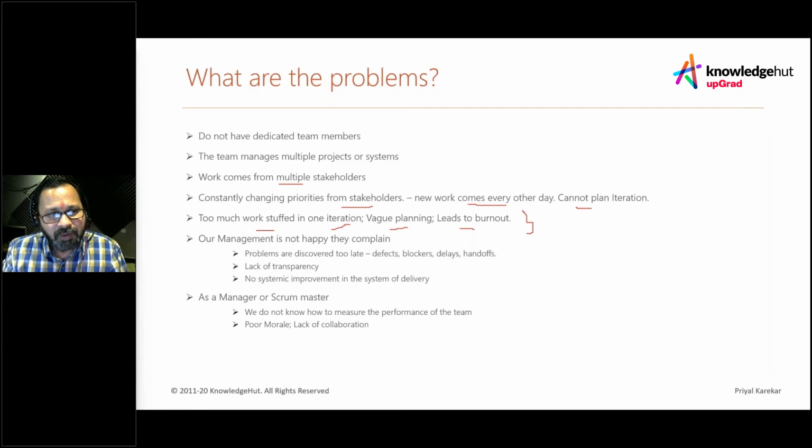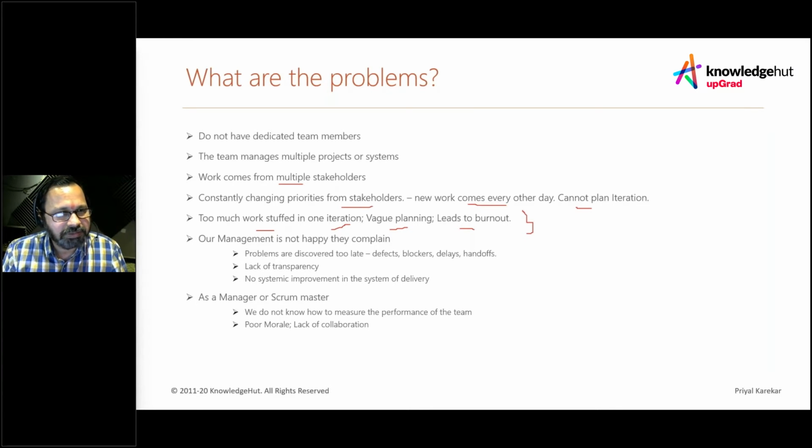Now, after we do all of this, our bosses or our management is still not happy, and they complain that you bring in the problems too late in the game, right? Your problems are discovered late, the defects are discovered late, the blockers are discovered late, the delays, the handoffs. There is a lack of transparency. I do not even know until the last moment whether you are going to deliver or not. I do not even know how much has been delivered, how much is not delivered. There's a lot of invisible work going on behind the scenes. Now there is no systemic improvement in the system of delivery. We are not able to improve the way we are following the agile way of working, right?